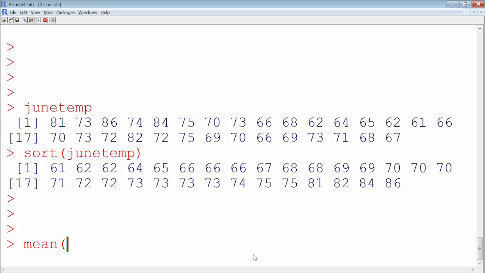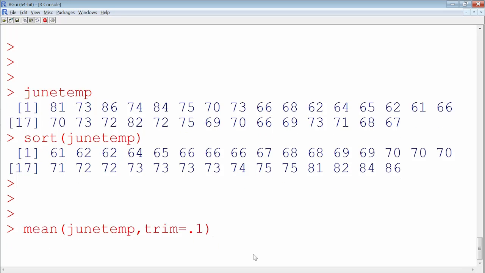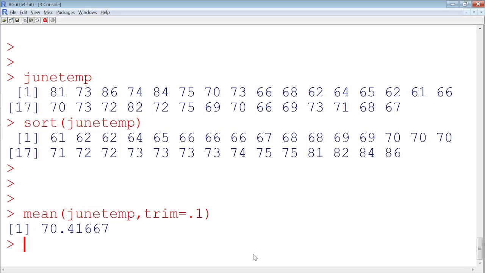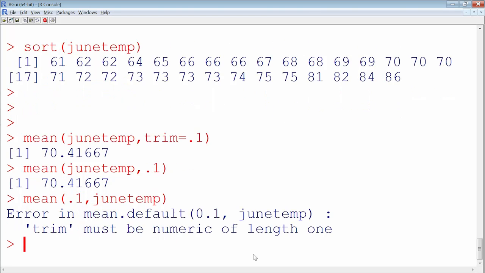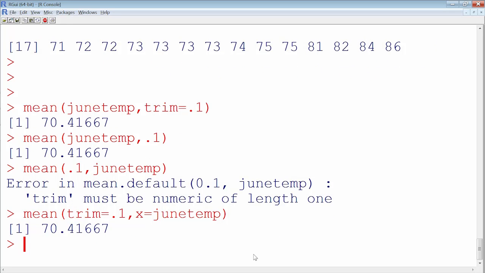Again, the first command we typed in was mean of June temp while trim equals 0.1. This gives us the mean of the middle 24 temperatures. The second command we typed in omitted the trim equals part, which gives us the same value. If we rearrange the arguments, we'll get an error because trim should be only one number instead of a vector of numbers. If you really want to rearrange the arguments, you can always specify to let R know which argument is which, and that will give you the correct answer.